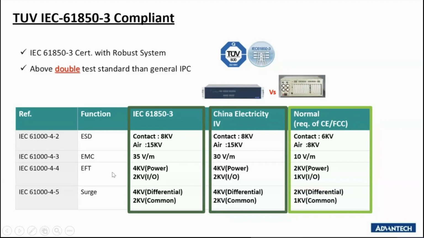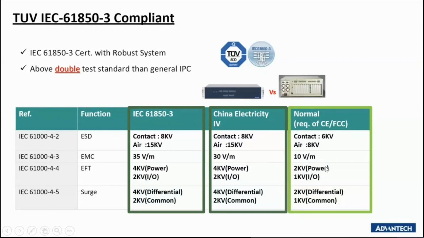For example, for the EFT requirements, a general IPC only requires 2 kV for the power and 1 kV for the I/O. But for the IEC standard, we require 4 kV for the power and 2 kV for the I/O. So this is actually the power energy requirement. It's a must in this power energy segment.